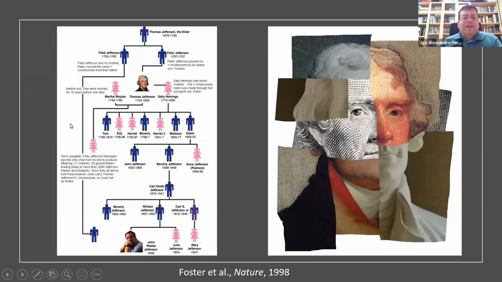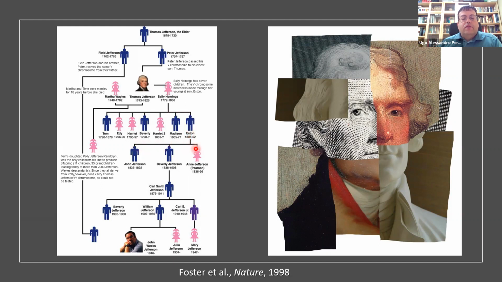Okay, I'm trying to get my laser pointer to work. Here it is. So you have a living descendant through President Jefferson's uncle all the way down, and that's where the Y chromosome was taken for the Jefferson family. And then here, the more complex and extended pedigree is that of Sally Hemings, where she had one of the children that was born from their relationship. His name was Eston, right here, the last one on this side.